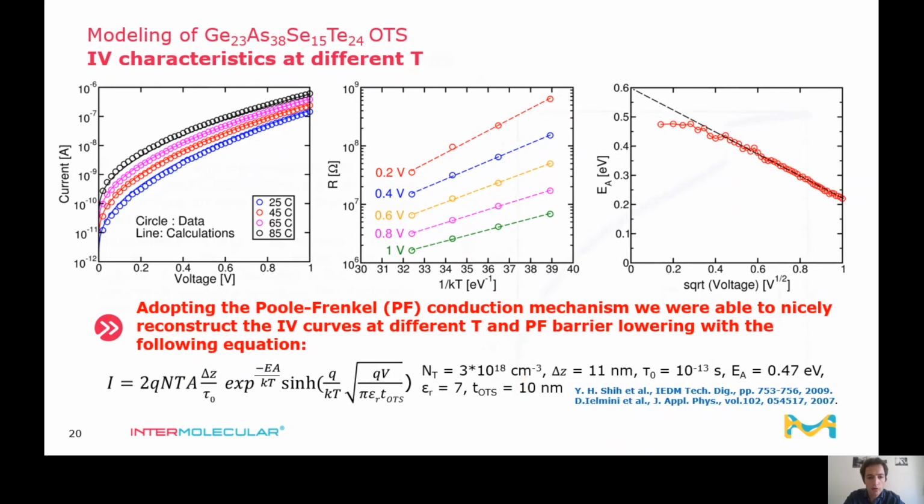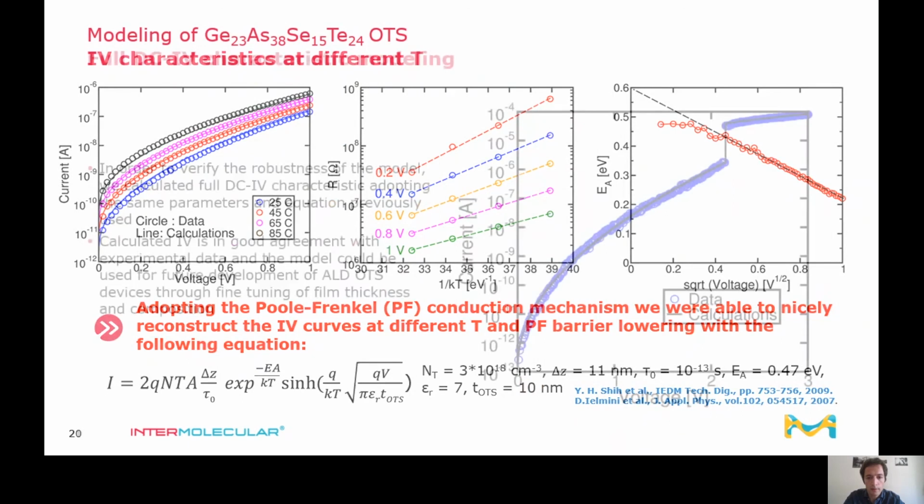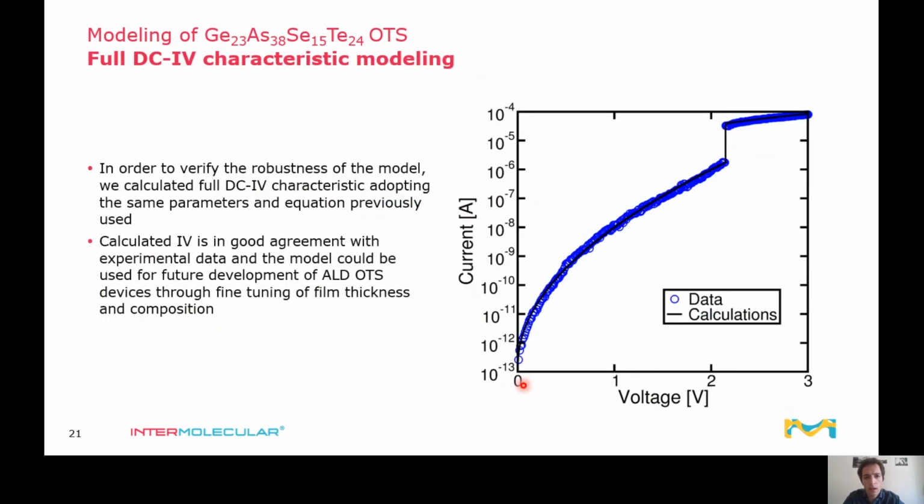In order to also clarify the robustness of our DC IV model for subthreshold conduction, we characterized also the modeling for the full IV, and we were able to see that the IV calculated with our model was in good agreement with the experimental data. The model could be used for future development of ALD-OTS devices through the fine-tuning of the film thickness and composition.